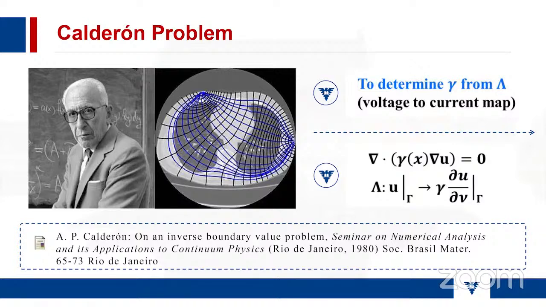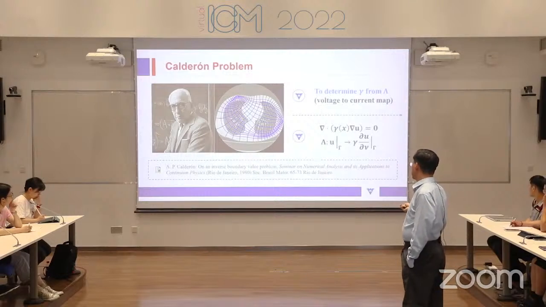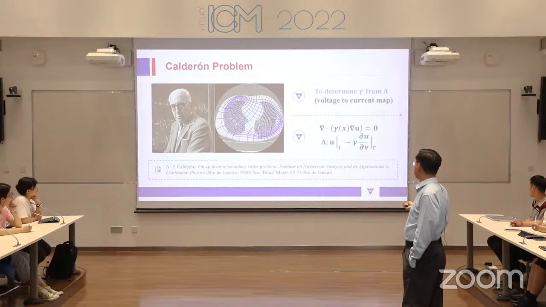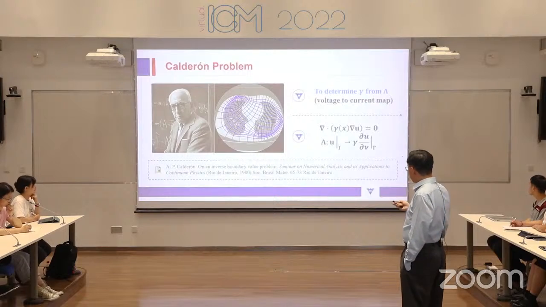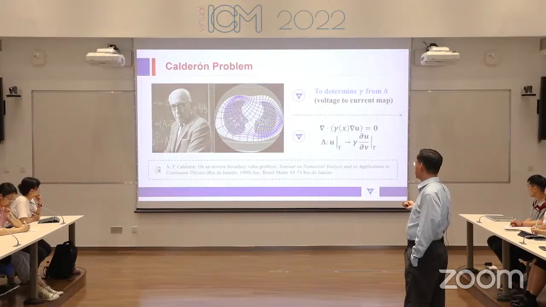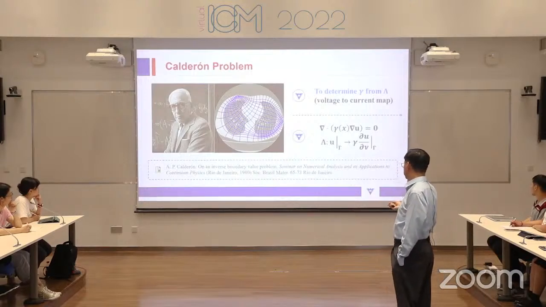So you have a PDE model, which is an elliptic model, and the coefficient is the conductivity. From the voltage to current map on the boundary, you're trying to identify this coefficient. So Calderón asked the following question: from this Dirichlet to Neumann map on the boundary, can you uniquely determine the conductivity, the coefficient of the elliptic equation? In this paper, he solved the simplest case, where he obtained the first uniqueness result when gamma is a small perturbation of a known constant.